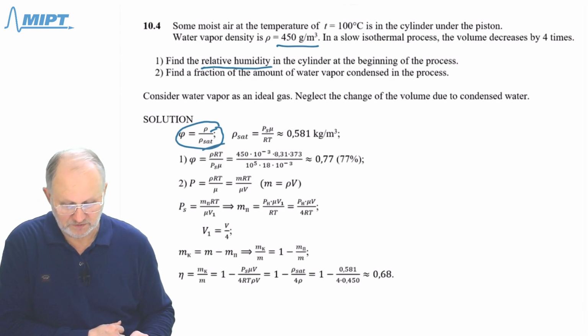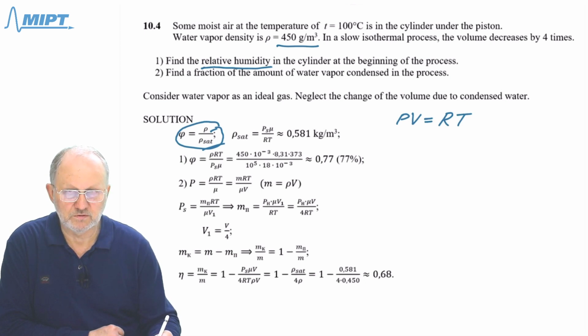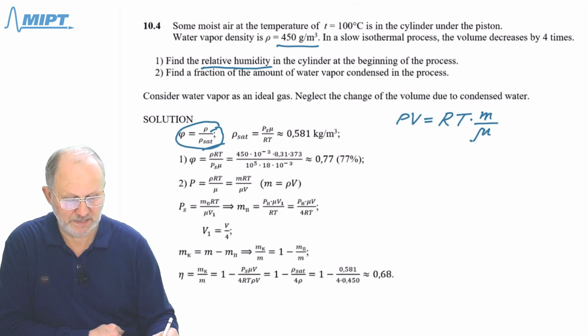In order to find the density of saturated vapor, we have to use again the law of ideal gas, which is pressure times volume equals universal gas constant times temperature. This is for 1 mole of the gas. If we have arbitrary mass of the gas, we have to use here an expression which will give the number of moles. That is the mass of the gas over the molar mass. Dividing this expression by volume, we obtain the relationship between the pressure and the density.